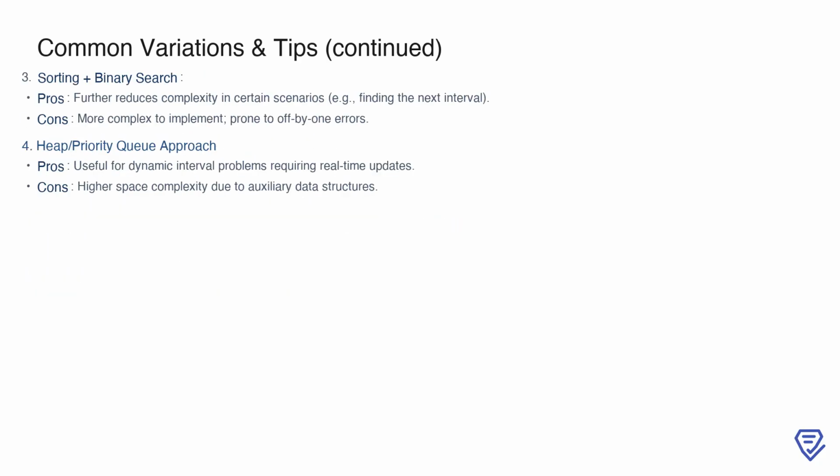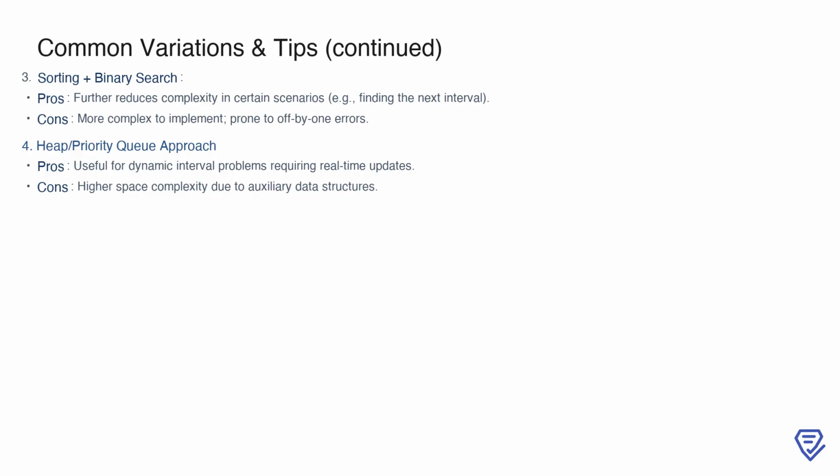For more advanced scenarios, you might consider alternative approaches like sorting combined with binary search or using a heap or priority queue. Sorting plus binary search can further reduce complexity in cases where you need to find the next interval or a specific condition efficiently. However, this method is more complex to implement and requires extra attention to avoid common pitfalls like off-by-one errors.